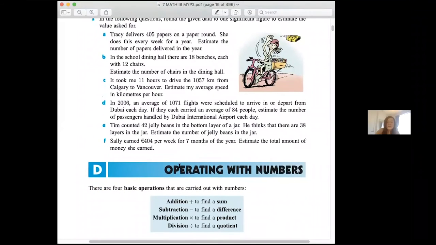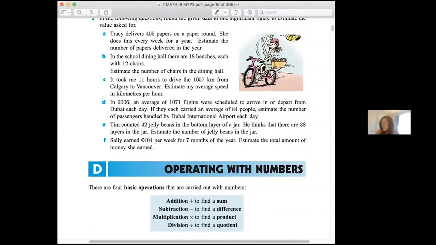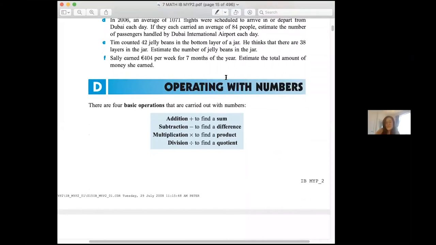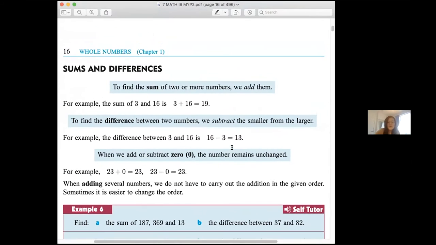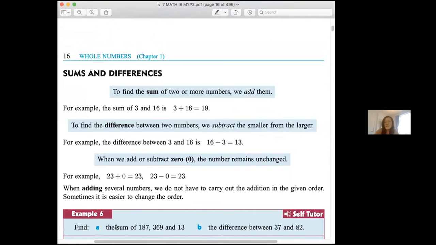That's one figure approximation. And then D, we're gonna operate with numbers. So we're gonna do all the 4 operations: addition, subtraction, multiplication, division. Familiarize yourself with the terms. The results are sum, difference, product, and quotient. So we're just gonna practice how familiar we are with the terms, and some basic math calculation skills. No calculators for those questions.